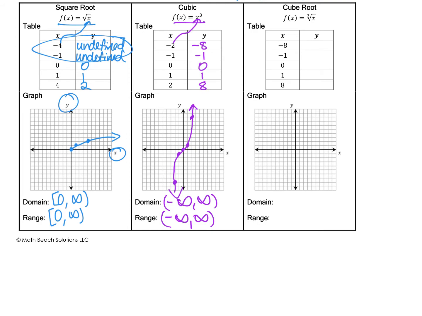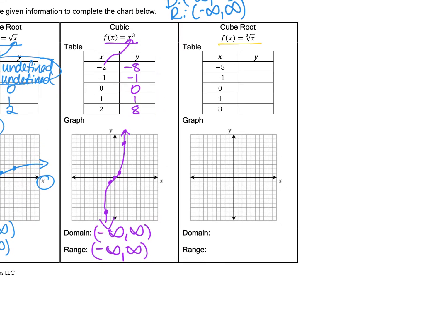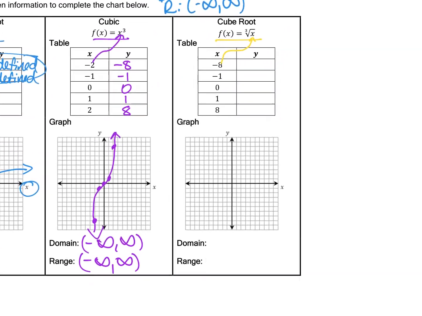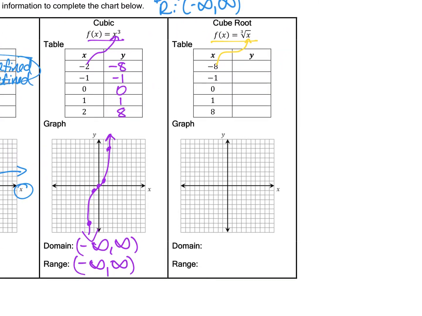Okay, so looking at our third one, cube root. So plug in a -8. Now, on the square root one, we weren't able to have negatives because we can't figure out a number multiplied by itself that gives us a negative. Okay, so we can, however, take the cube root of a negative number. So cube root of -8 is -2, because -2 times -2 times -2 is -8. Cube root of -1 is -1. Cube root of 0 is 0. Cube root of 1 is 1. Cube root of 8 is 2.